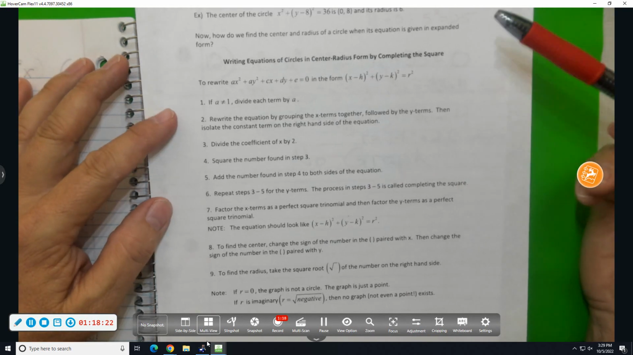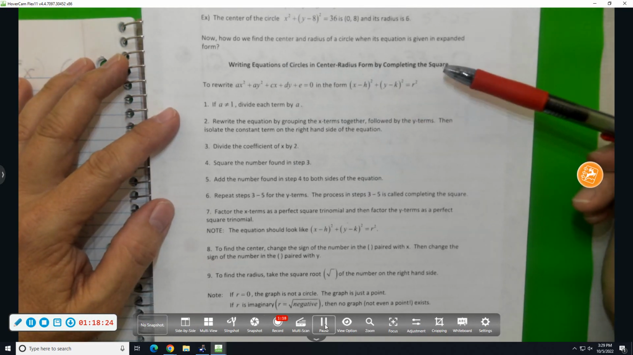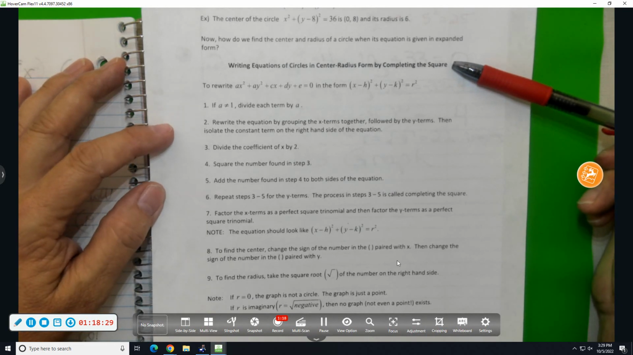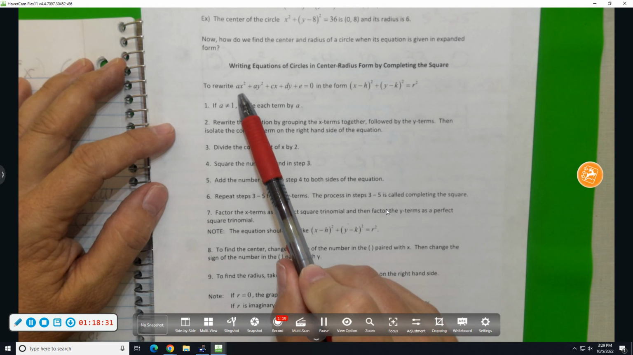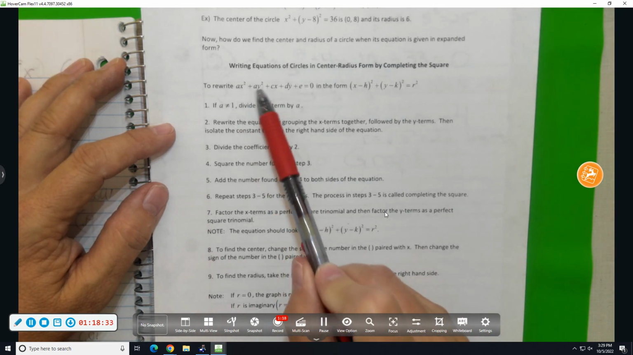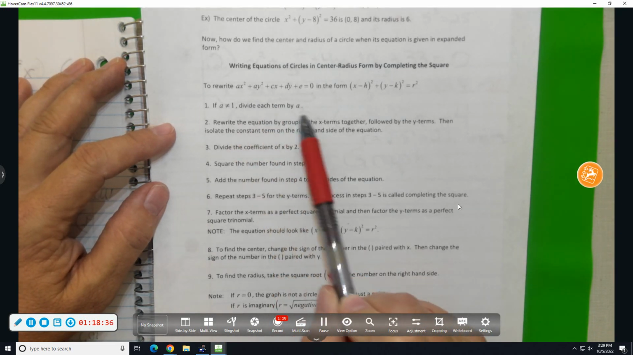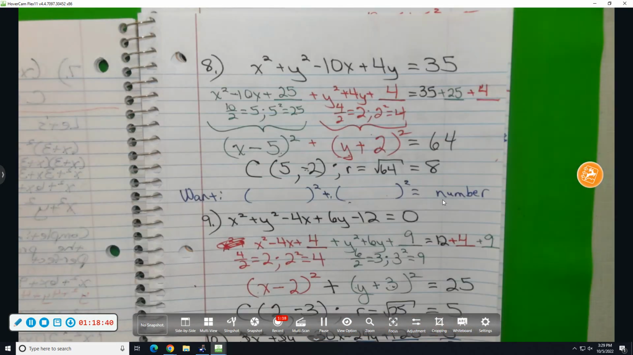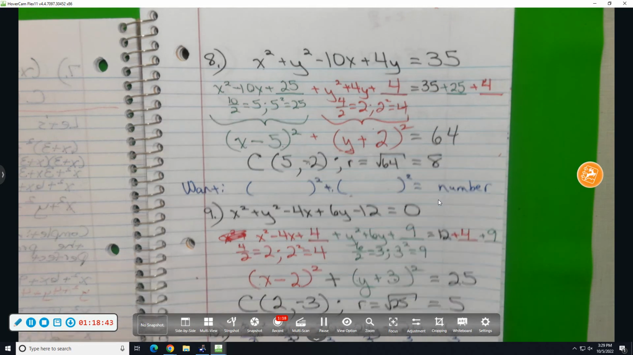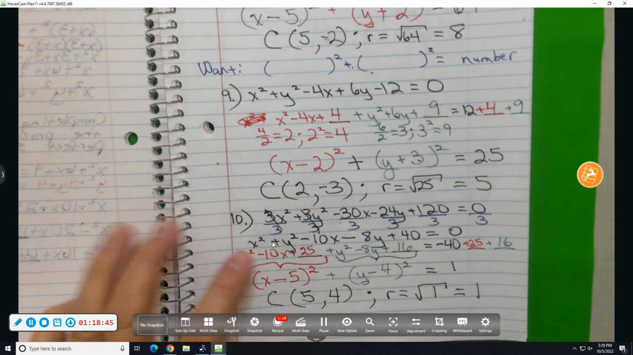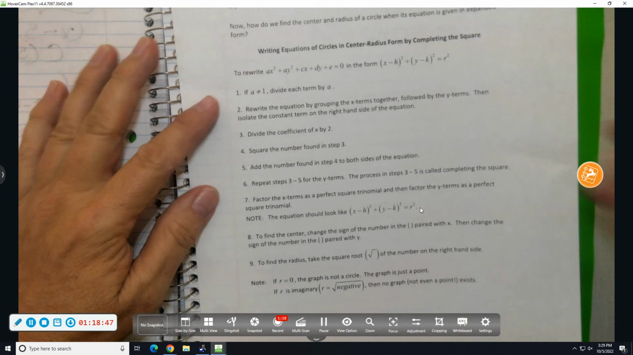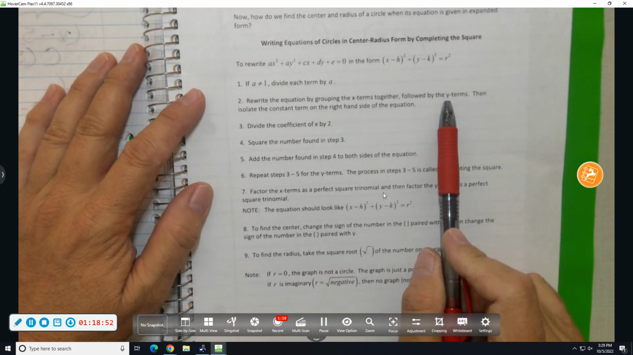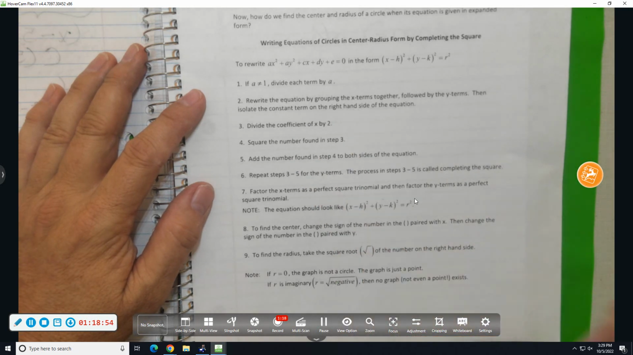Looking at this little handout here, writing equations of circles in center-radius form by completing the square. That's the step we've been doing the last half hour. So, if the leading coefficient a isn't 1, you have to divide through by that number. That's like number 10. Well, was it 8? No, it was number 10 that we had to divide through. Then rewrite the equation by grouping the x terms together, followed by the y terms. Isolate the constant term. That's what we were doing.